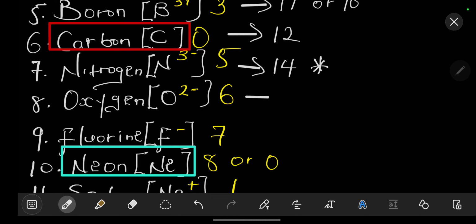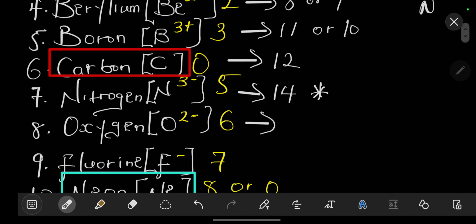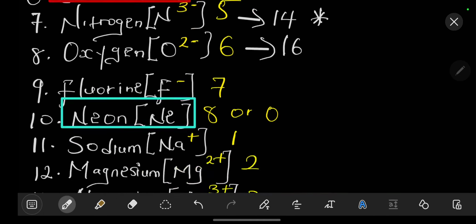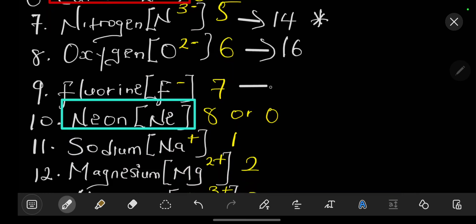Oxygen, see that now, is the 8th element. So 8 is an even number. 8 times 2 gives us 16 as the mass number of oxygen. So fluorine is the 9th element. 9 is an odd number. 9 times 2 gives us 18 plus 1, 19. The mass number of fluorine is 19.